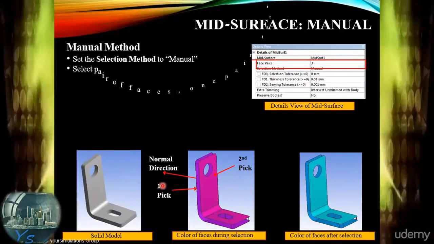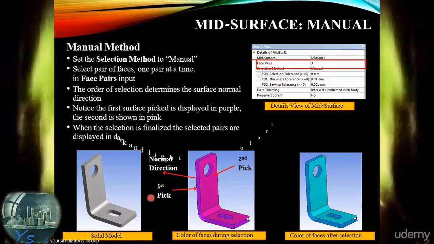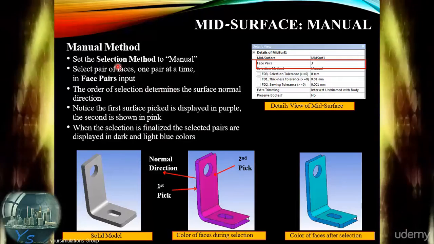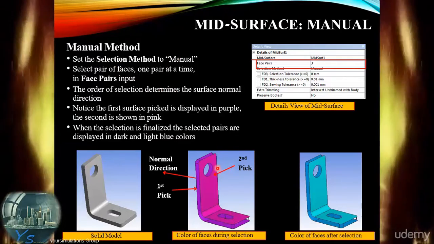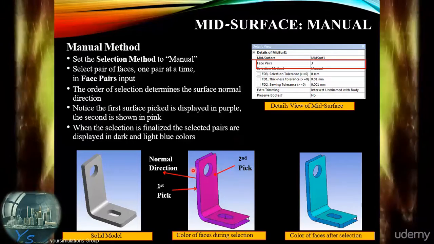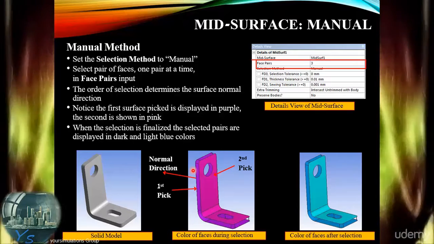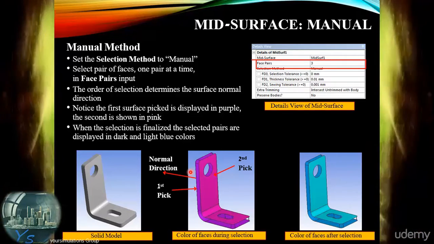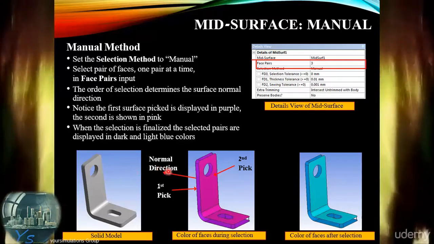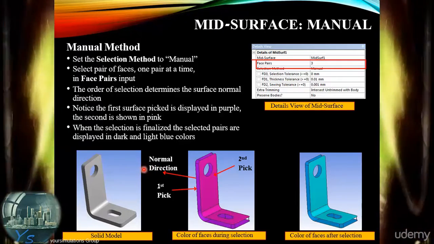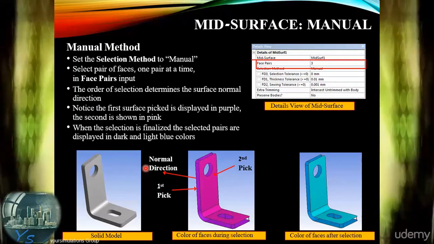So here we can see the manual approach firstly. What we do is we select the mid-surfacing option and set the selection method to manual. We then progress through the model, selecting the pairs of faces, one pair at a time, to be used in order for definition for mid-surfacing. The order of selection determines the normal direction, so you have to be careful in terms of the order in which you select the faces for mid-surfacing.